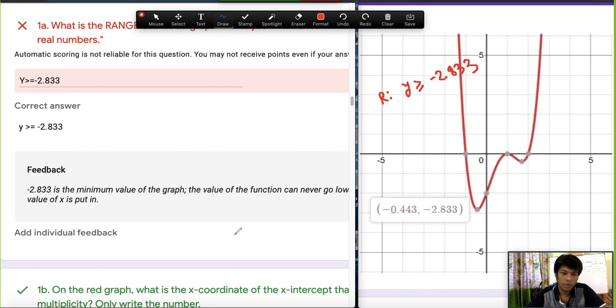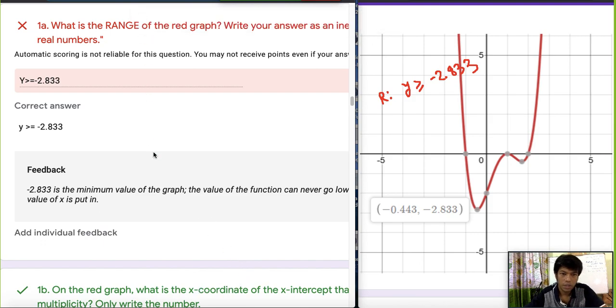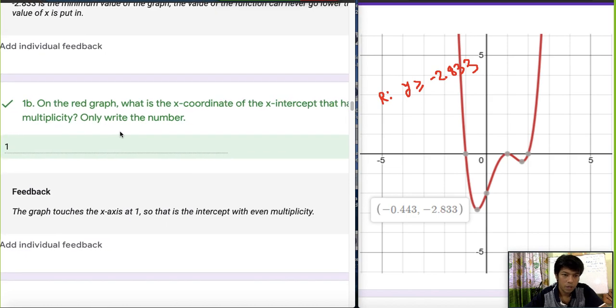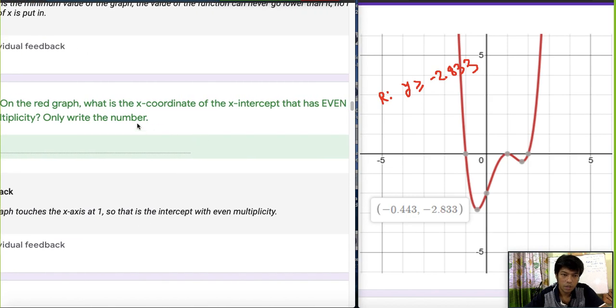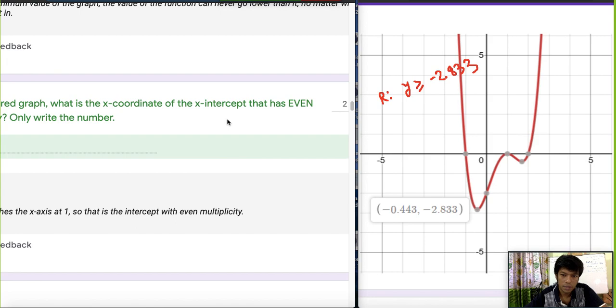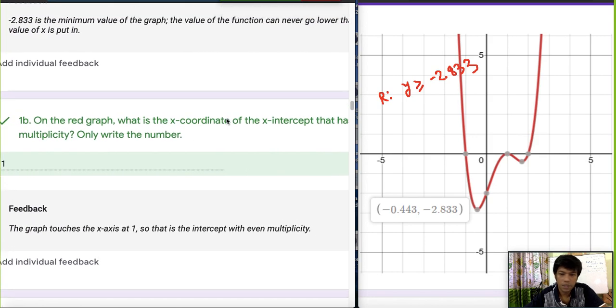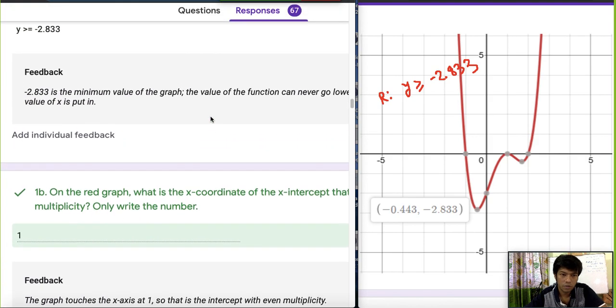And what is the domain? The next question is, let's check. On the red graph, what is the x coordinate of the x-intercept that has even multiplicity? Oh, that's a different question, not the range.